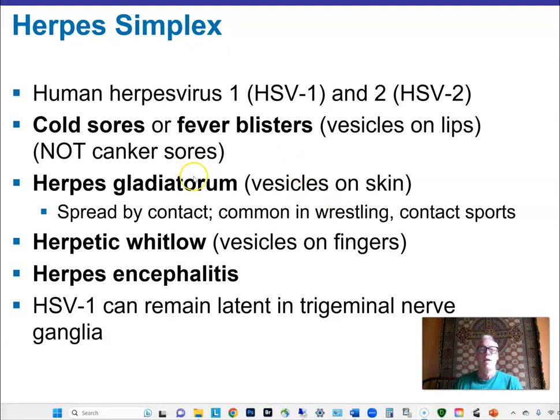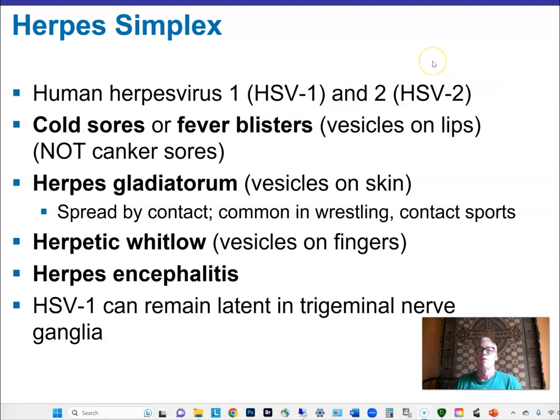It can be spread by physical contact. A lot of contact sports, people can transmit the disease among one another quite readily during those kinds of activities. Wrestling is famous for it, as well as for MRSA. You can get herpes on a lesion. If you have a skin lesion on the finger and it gets in there, you can get what's called herpetic whitlow. It's a lesion on the finger. Herpes can develop into encephalitis, which can be a fatal disease.